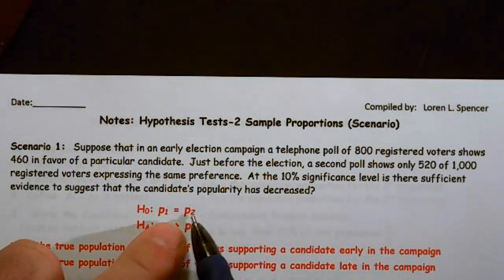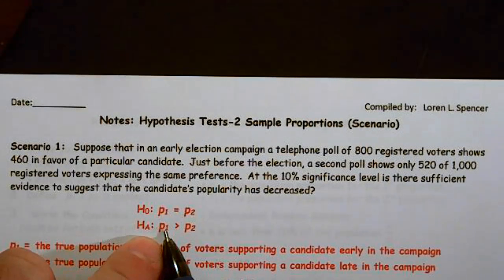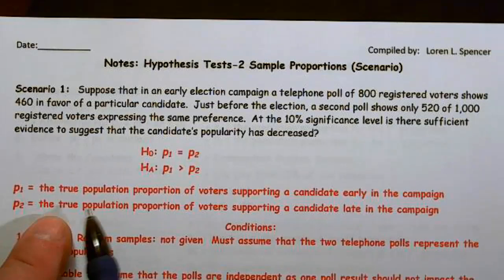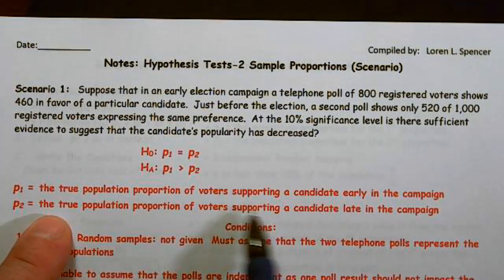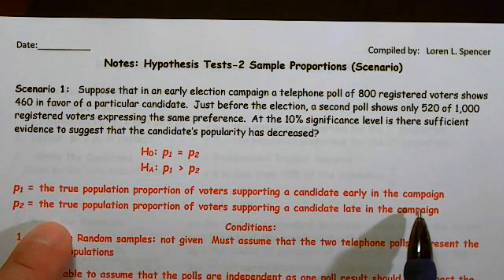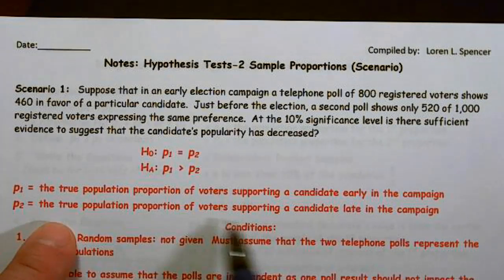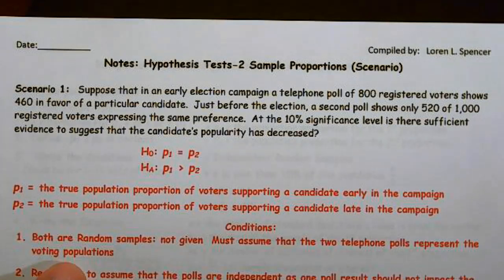So p1 equals p2, and this is the first poll, and this is my second poll. So I'll go ahead and define them. The true population proportion of voters supporting the candidate early in the campaign, and the true population proportion of voters supporting them later on in the campaign.